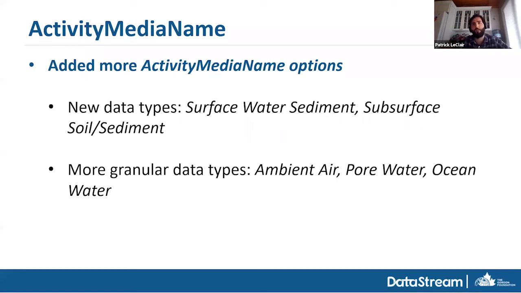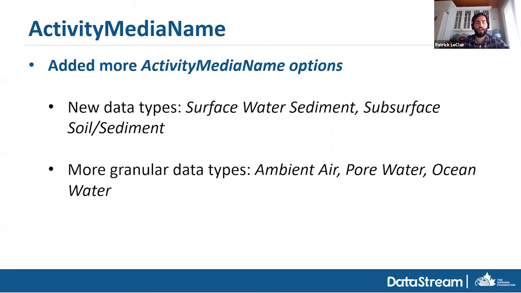We also added some other ones to be more granular with our data types. We found that surface water was the only one used, but there were other types of data being put under it that maybe wasn't the most correct. So for example, we added ambient air. People were using temperature air and precipitation. That data is in DataStream. However, they were using surface water, which wasn't the most appropriate connection. So we added that.